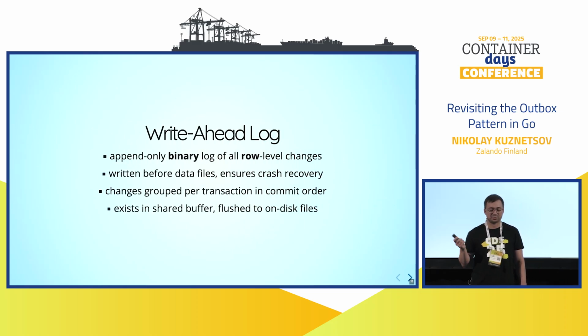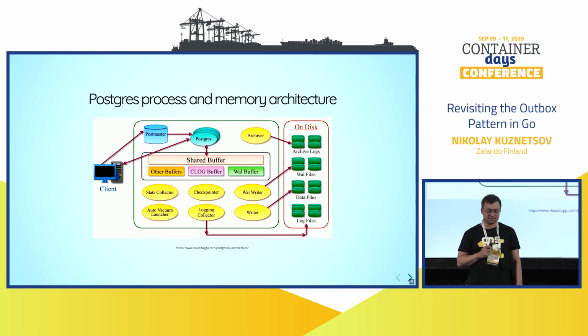So here is an explanation of what the write-ahead log is. It's an append-only binary log for each row, and it's written before the data files are written. So it helps Postgres with crash recovery out of the box, and the changes are grouped per transaction in commit order. It exists in the shared buffer, and then it's flushed to the disk files. Maybe this image is more helpful to explain.